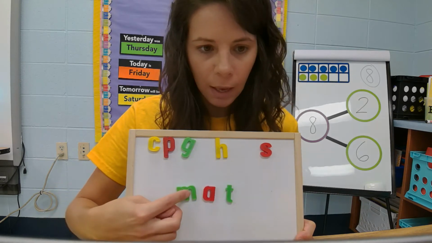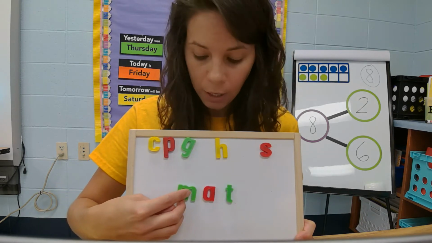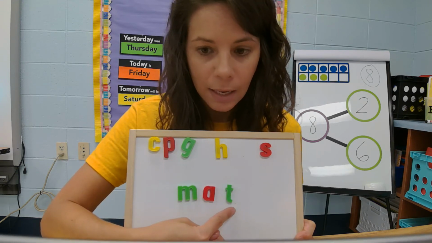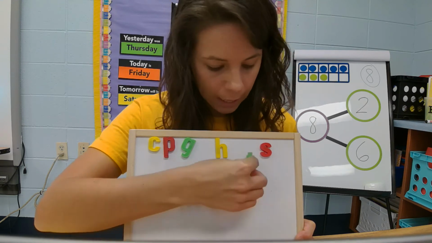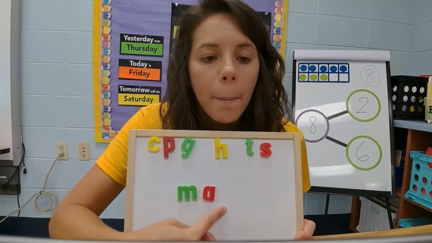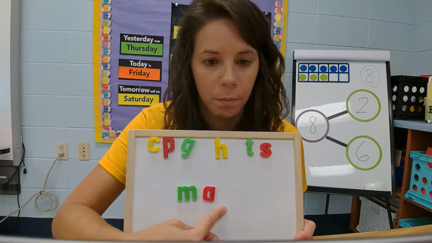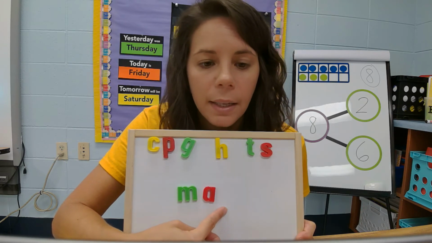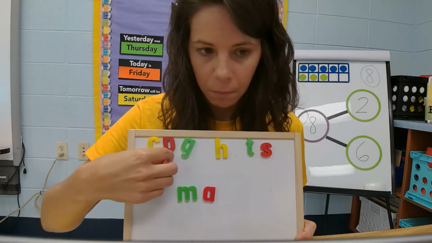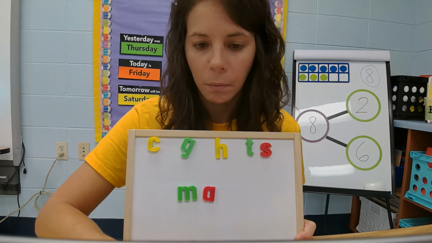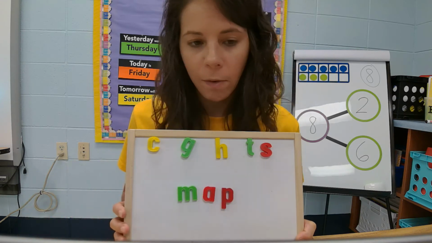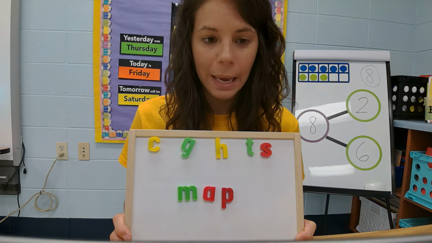Now, we're going to leave our beginning sound. We're going to change our ending sound. So our letter at the end, our T. You're going to take your T away, and now we're going to put a P. Which letter says P? Go ahead and make your word. Hopefully you pulled your P.